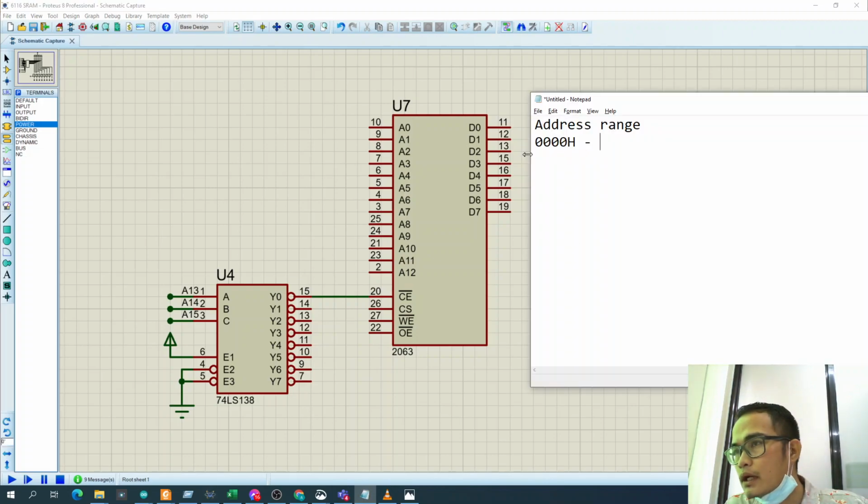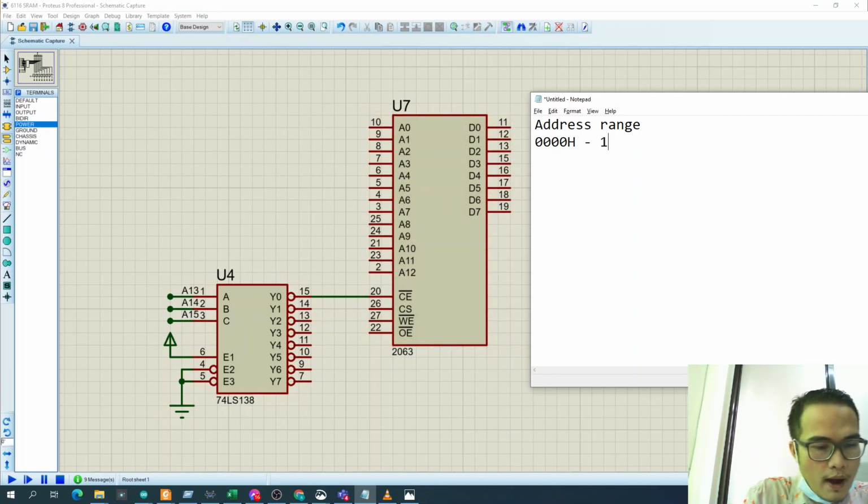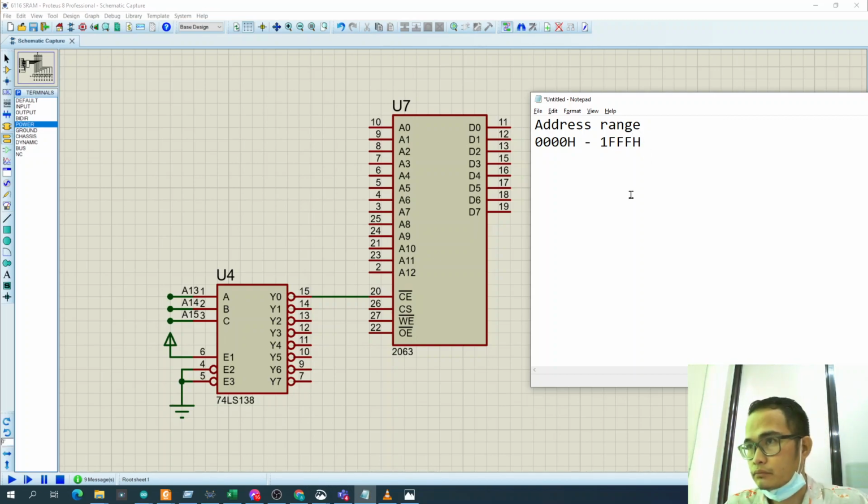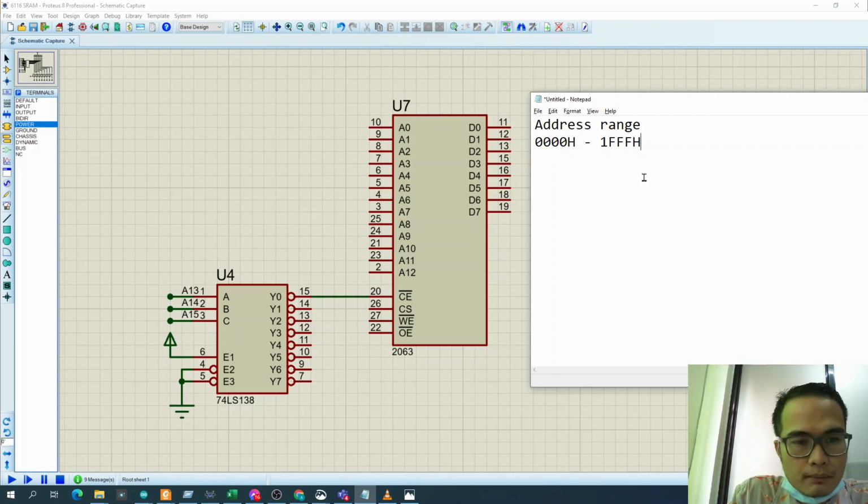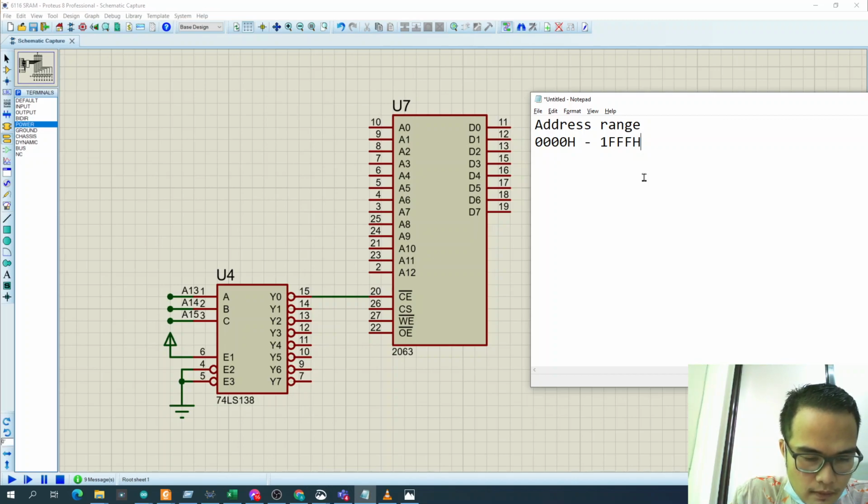So the address range is between 0000H, okay, to 1FFFH. Okay, so 1FFFH. Then the size of the memory block of each Y is equal to 8 KB. Okay.